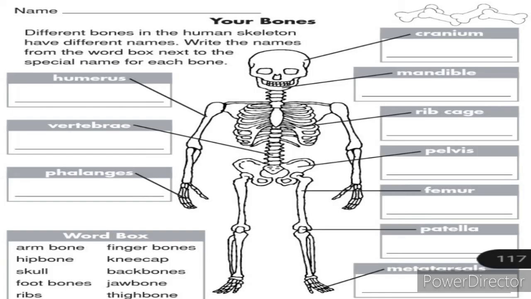Well, I have a question for you. These are different bones in the human skeleton, and they have different names. Please, can you write the names from the word box next to the special names for each bone? I know you can do that. These are my champions and they love making me proud.